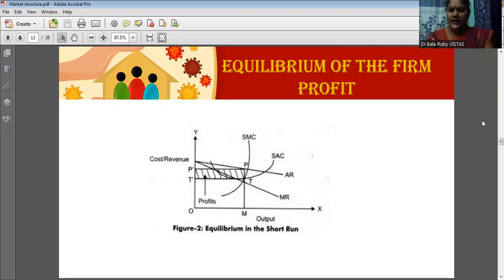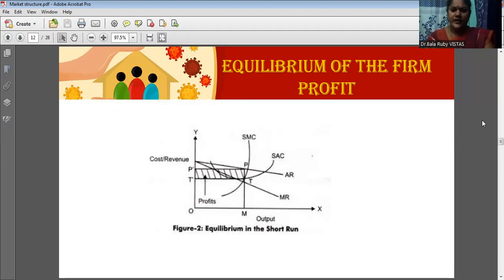So first you draw the average revenue curve. Then you draw this marginal revenue curve. It should be lower than the average revenue curve. Then you draw the average cost curve. See, this is a short run average cost curve. The shape of this average cost curve is always U shape only.